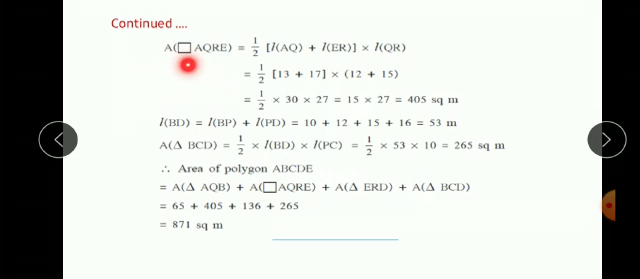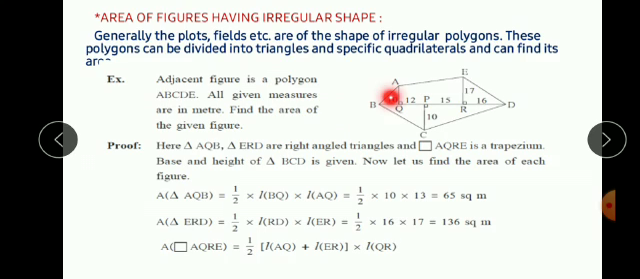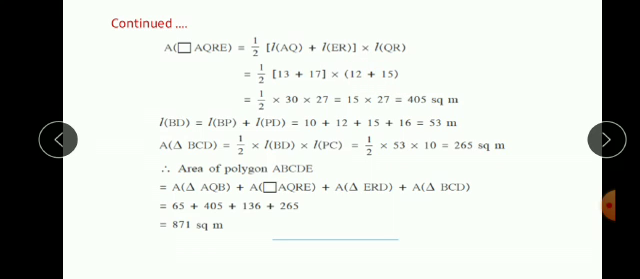The area of trapezium AQRE is half into the sum of the parallel sides AQ plus ER into the height QR. AQ is 13 and ER is 17. What is the height? 12 plus 15. How? See, QR is given here as 12 and here as 15. So we take 12 plus 15 as the height. Then half into 13 plus 17, which is 30, and 12 plus 15 is 27. Cancel 30 with 2 and you get 15. 15 into 27 is 405 square meters. In this way we get three areas.